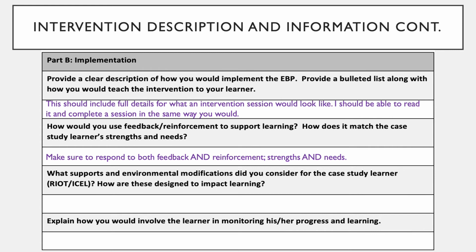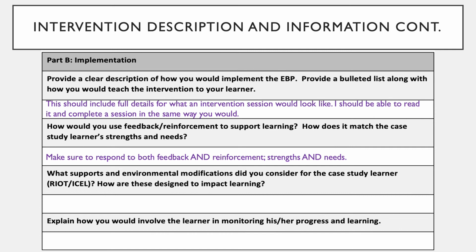Now we're moving into part B, implementation. Provide a clear description of how you would implement the EBP. Provide a bulleted list along with how you would teach the intervention to your learner. This should include full details for what an intervention session would look like. Consider this stranger test. I should be able to read it, and I should be able to complete a session in the same way that you would.